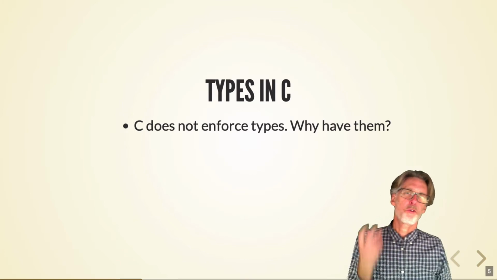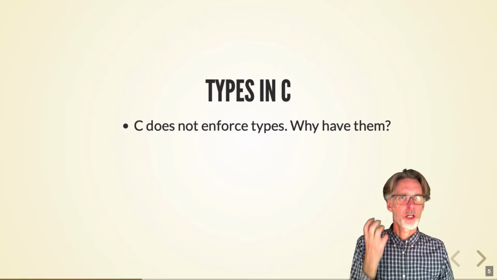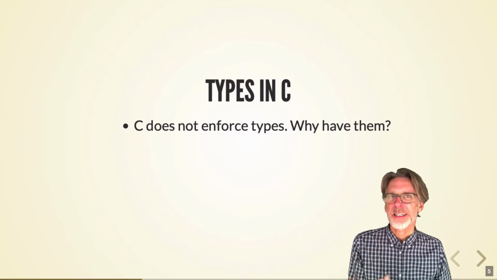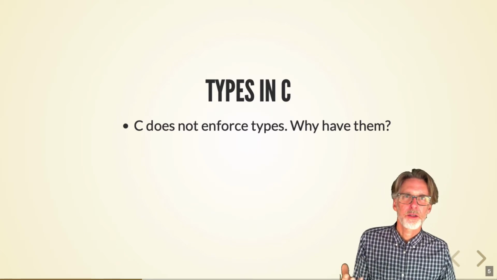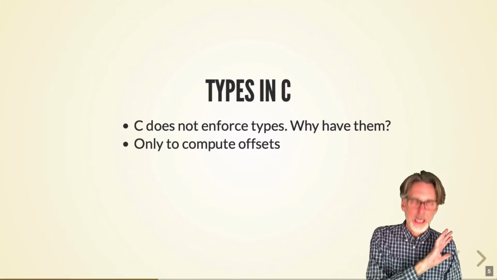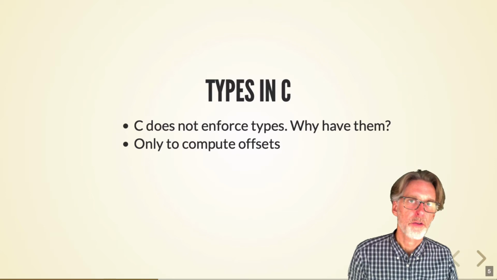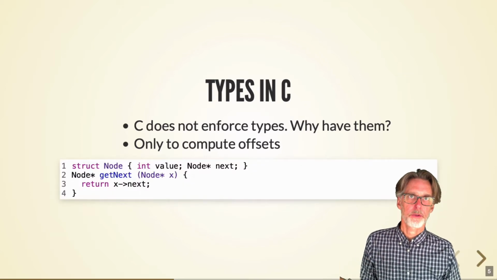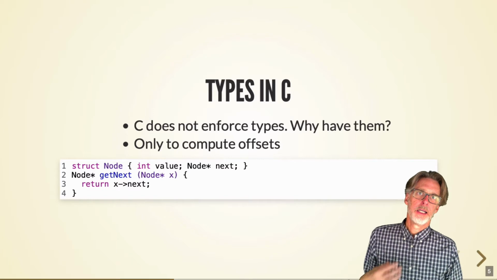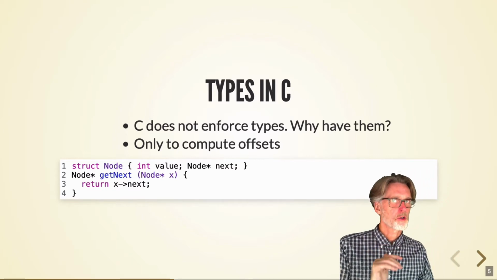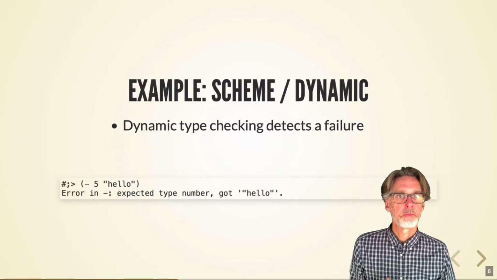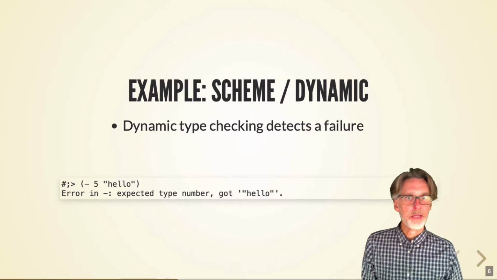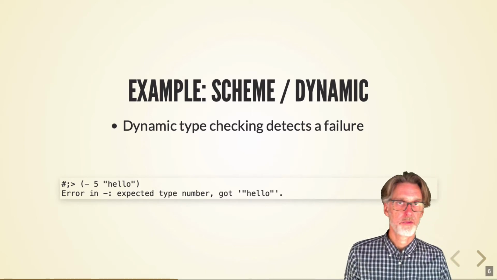So if enforcement is so important to the notion of type, what does it mean in C to have a type? Because C doesn't enforce types. So why have them? In fact, in C, the sole purpose of types is to compute offsets in examples such as the one here. Types in C don't actually enforce valid operations or safety. In languages like Scheme, types are used to enforce safety.